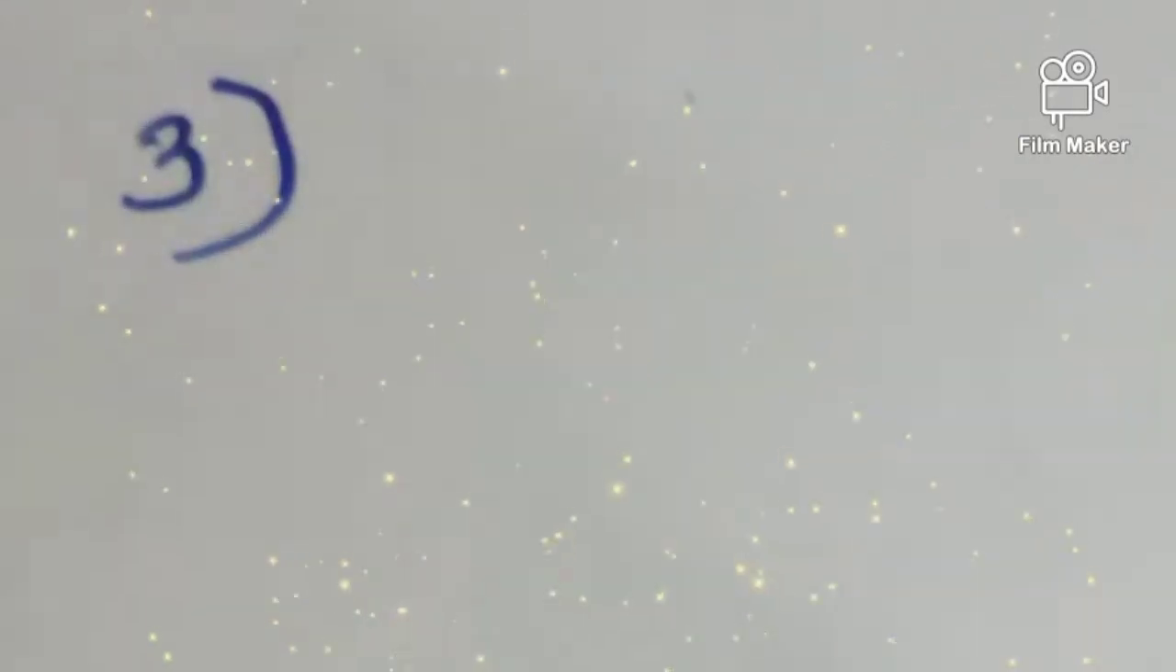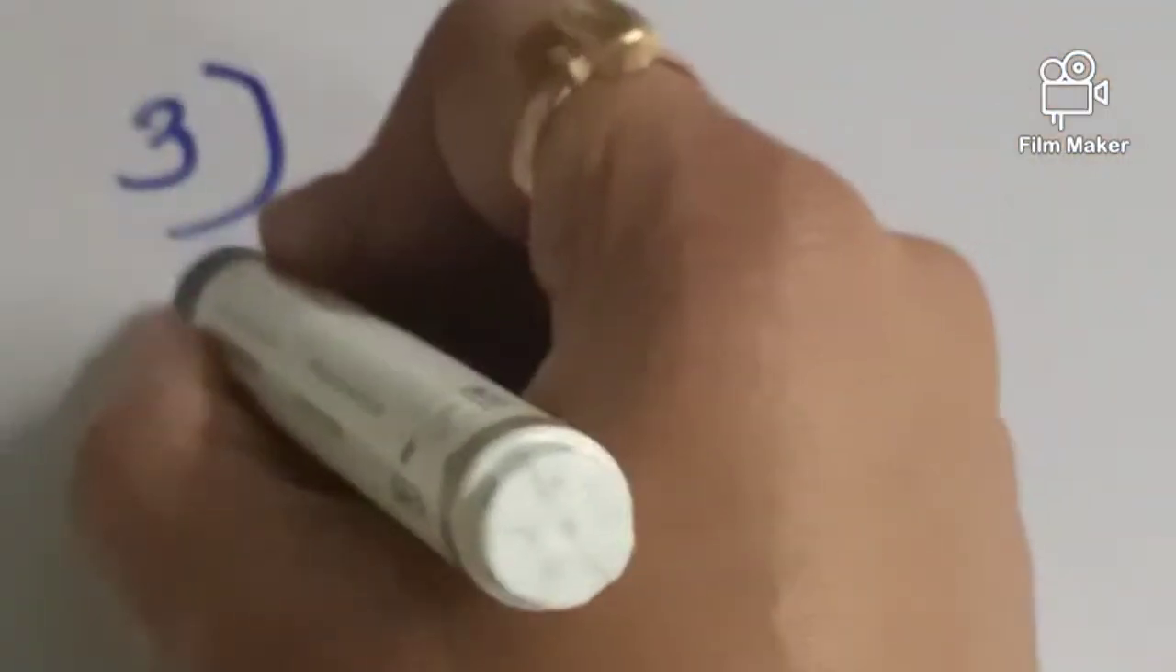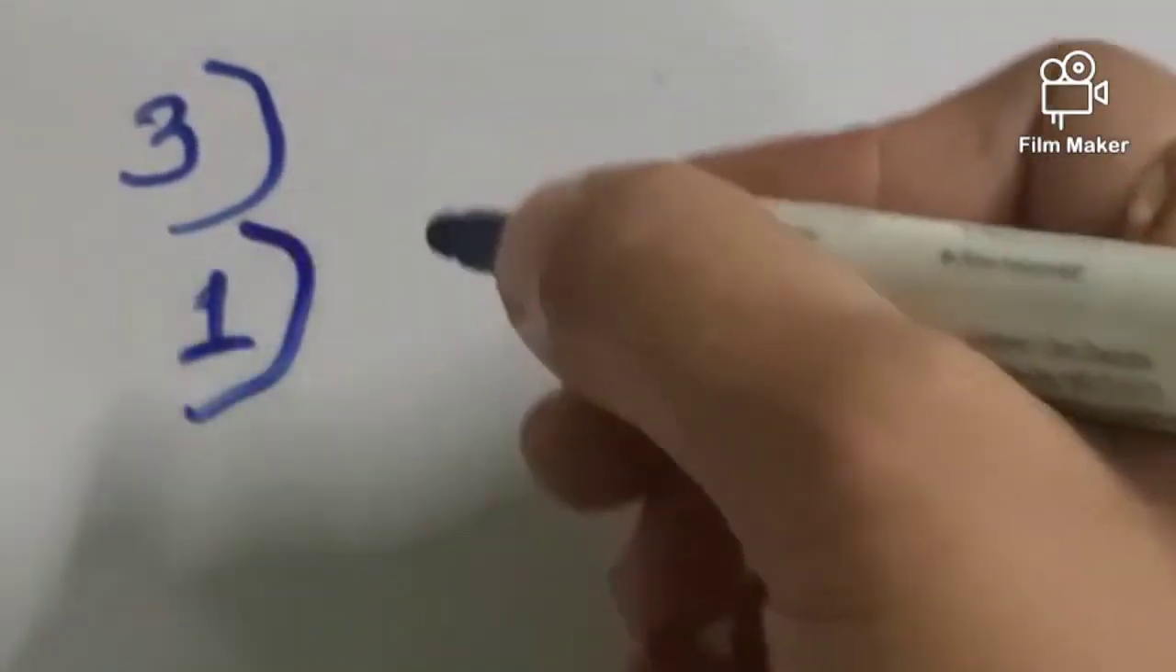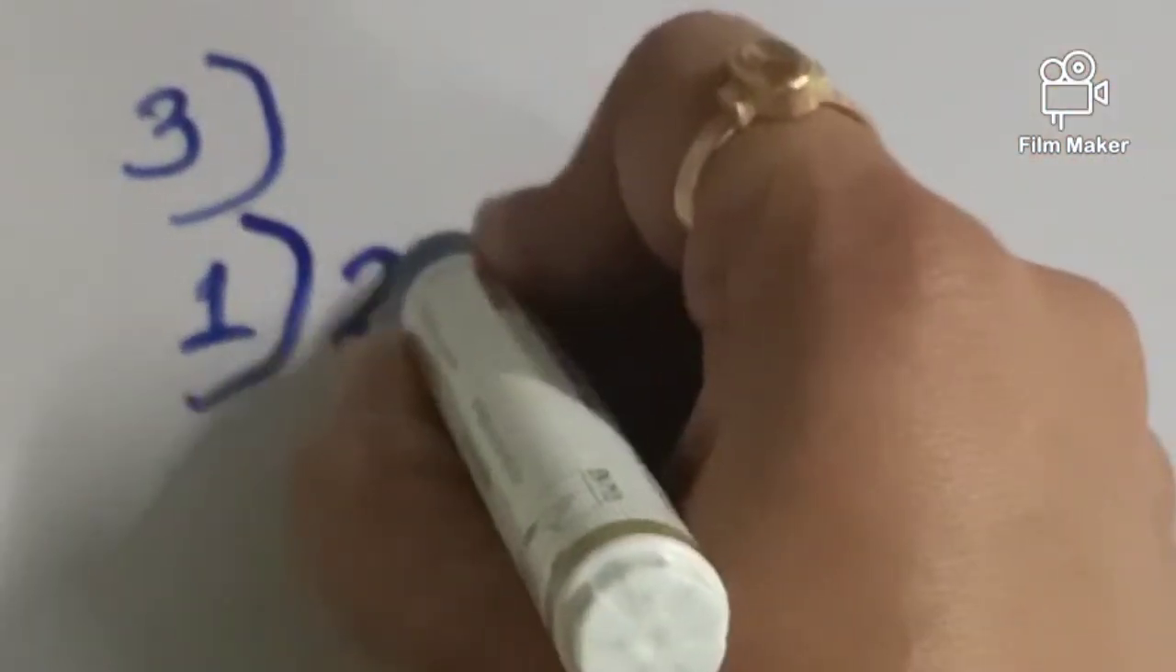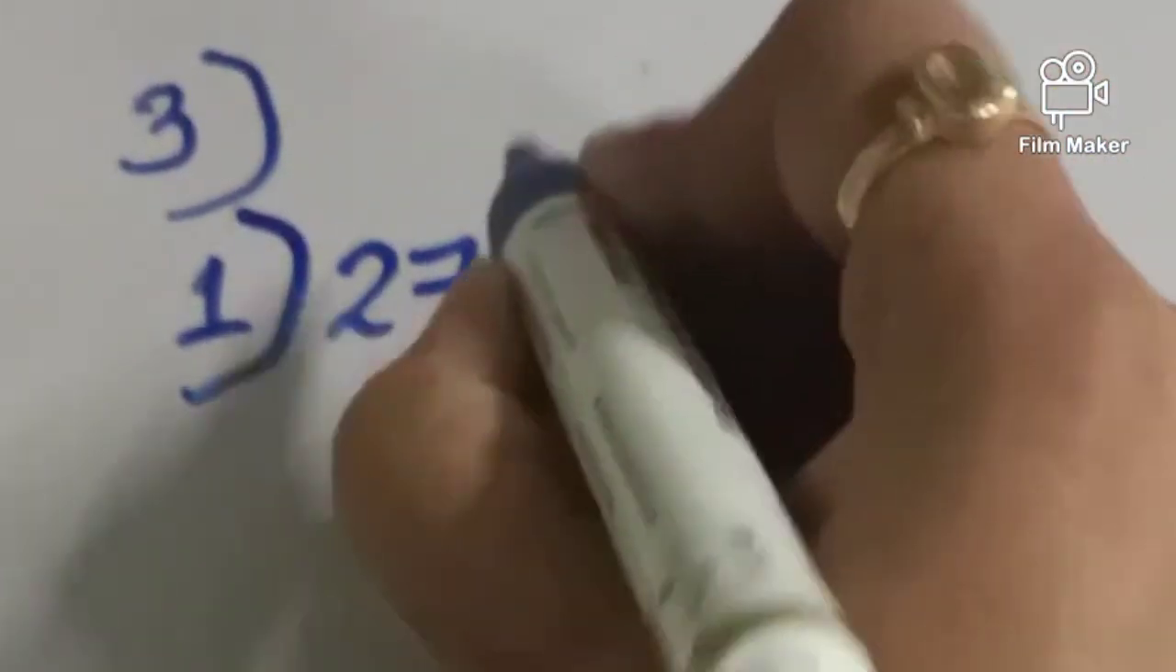Children, let us see question number 3. Question number 3 is: convert the decimal fraction into common fraction. Earlier, fractions were given and we converted them into decimal fractions. Now a decimal fraction is given and we have to convert it into a common fraction. Number 1 is 27.5. Very easy, children.